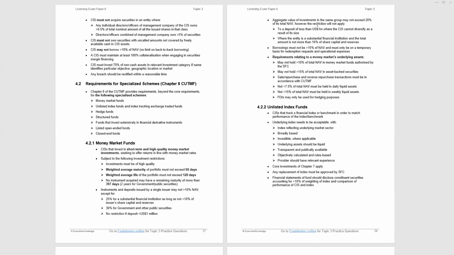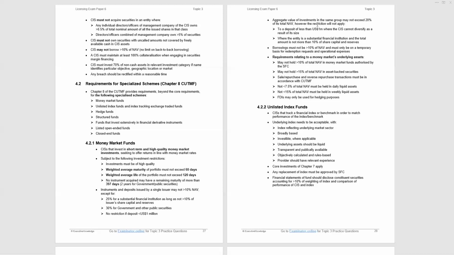Why 397 days? I can't tell you. But those points have been examined in a specific question. So this is where it really is tricky preparing for this material because there is so much detail. Are they going to examine it? An examiner may well come in and look at certain points, and they have done with regard to the investment restrictions on money market funds.